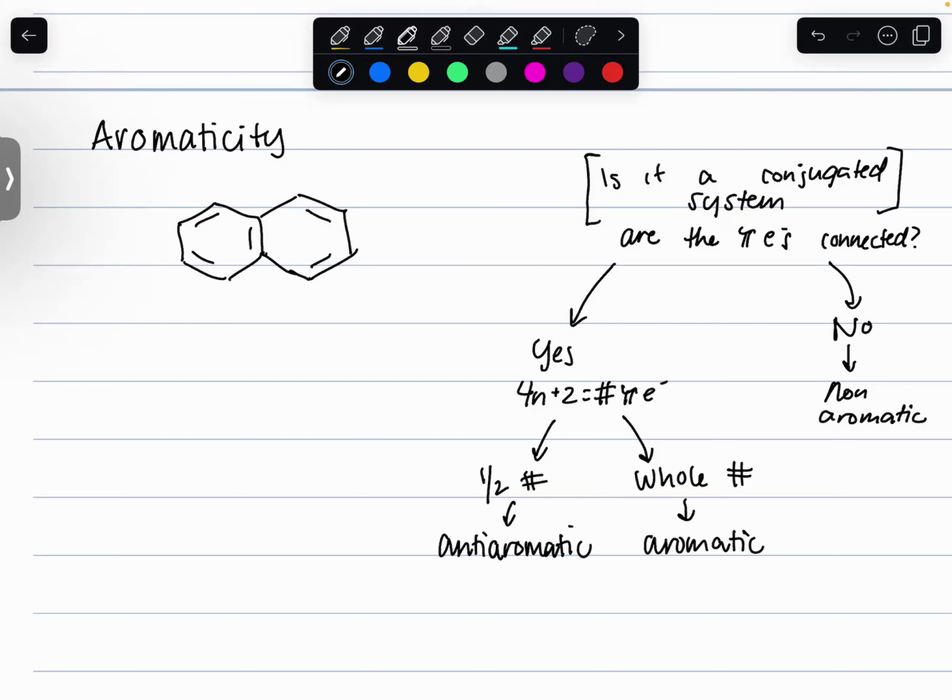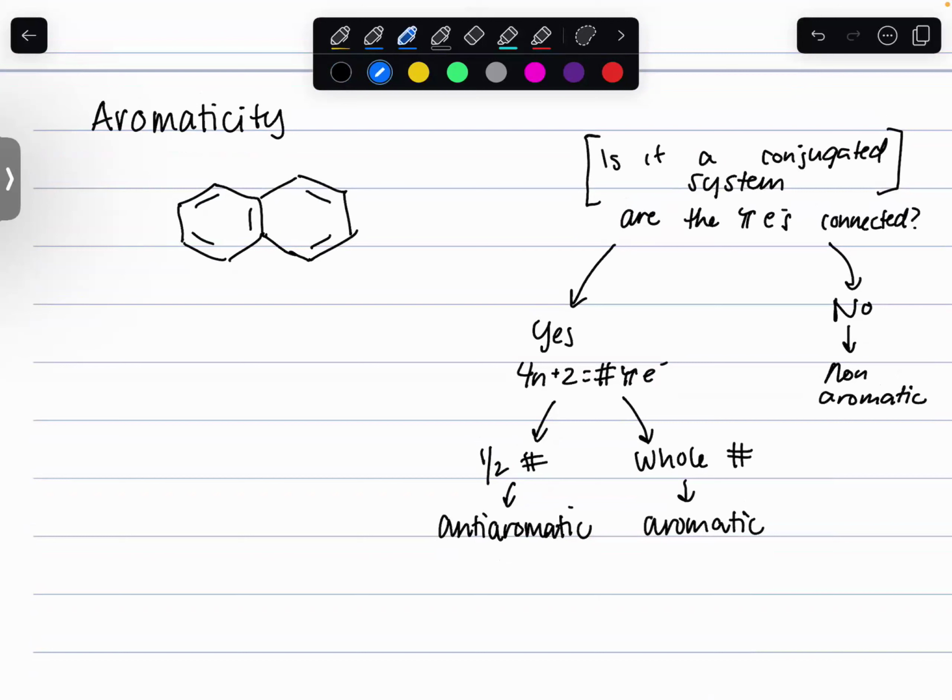Okay. So if the system is not all connected, you can stop there. It's not going to be aromatic. If they are all connected, then it moves us to our next question. How does it satisfy the 4n plus 2 rule? If when solving 4n plus 2, you get a whole number, then it's aromatic. If it's a half number, it's anti-aromatic. So let's work through this example.